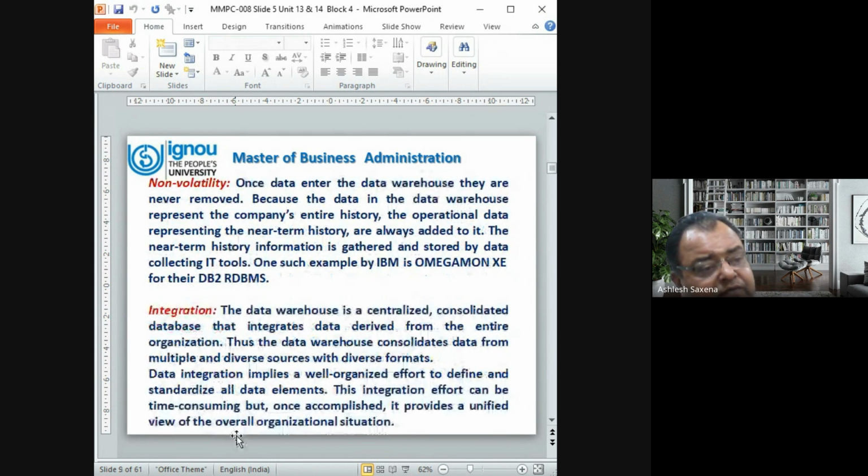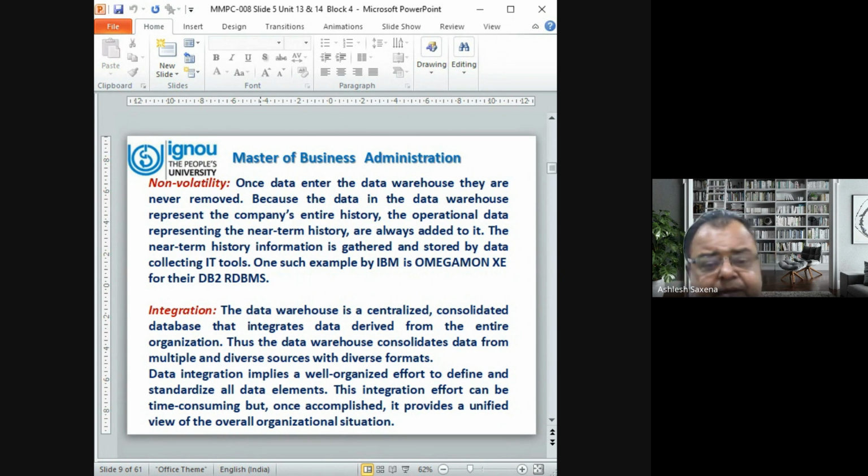Non volatility, that means it's not going to escape. Once data enter the data warehouse, they are never removed, because the data in the data warehouse represents the company's entire history. The operational data representing the near time history are always added to it. The near time history information is gathered and stored by data collecting IT tools. One such example by IBM is Omegamon XE for their DB2 or DBMS.